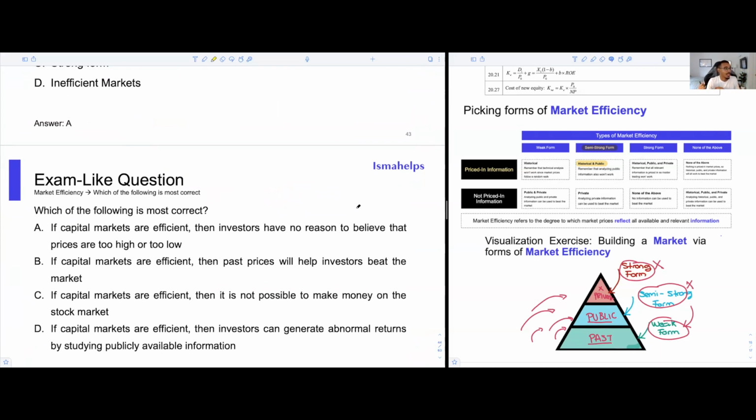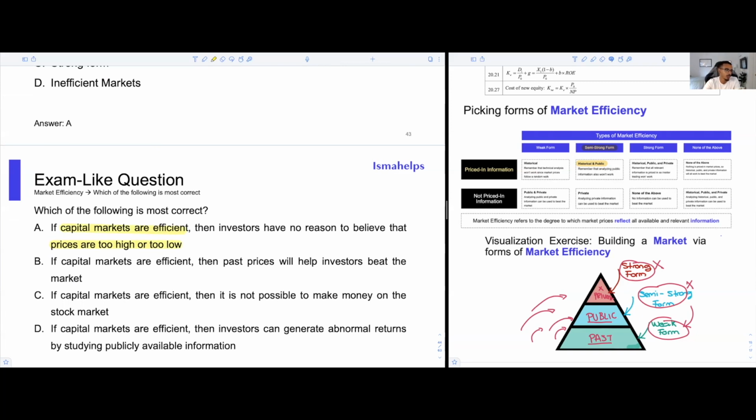But this one is another type of market efficiency question that relates to finding which of the following statements is most correct. And this one's interesting. We've got to read every single sentence and make sense of it and try to put it into context with our structure. So which of the following is most correct? A: If capital markets are efficient, then investors have no reason to believe that prices are too high or too low. That's really interesting. Investors have no reason to believe that prices are too high or too low.